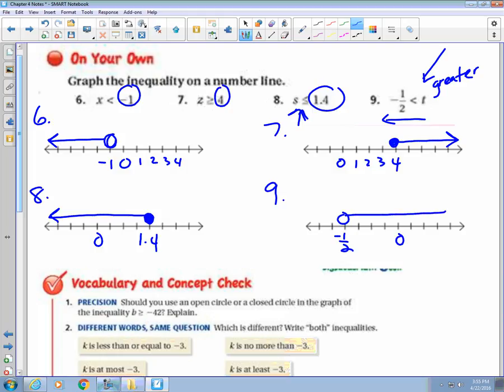Greater than goes to the right. If you always read your inequality starting with the variable, it will make it easier to graph because it will always tell you if you're greater than or less than when you read it that way. T was greater than negative 1/2. Greater than is always to the right on the number line. Okay?